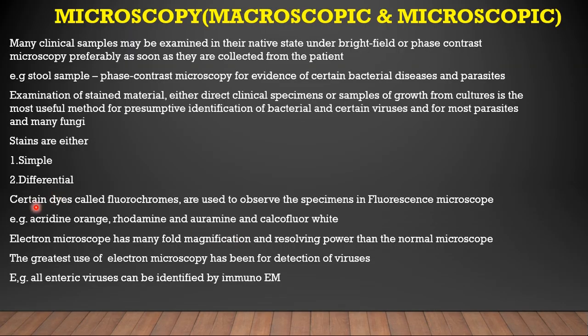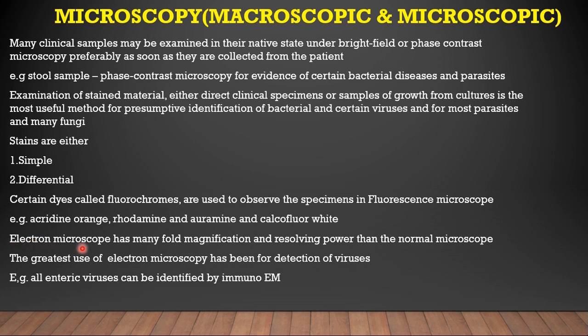Now, certain dyes called fluorochromes, when exposed to UV light, emit visible light of longer wavelength. This property of becoming self-luminous is called fluorescence, and that principle is used in the fluorescent microscope. Fluorochrome dyes such as acridine orange, rhodamine and auramine are used in the fluorescent microscope in identification of some pathogens. Along with that, we also use the electron microscope.